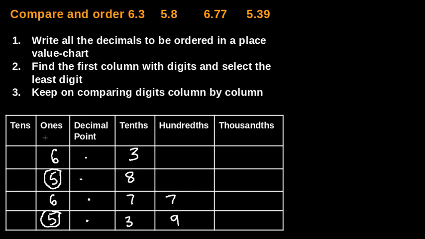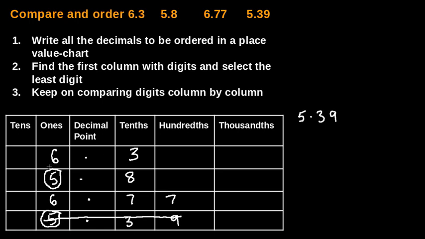So we need to go to the next column with digits, which is the tenths column, and then compare the digits there. Not everything this time around. We just need to compare the digits that are attached to what we selected in the ones column to figure out the least digits. So we need to compare 8 and 3, which is less? Definitely 3. 3 is less than 8. So the least decimal will be 5.39. So we start with that. We are ordering from the least to the greatest. So we're done with that. We can cross it out so it doesn't confuse us in our comparison.